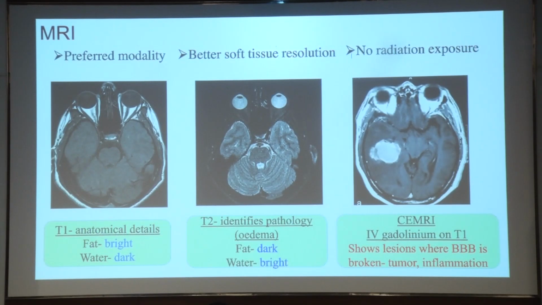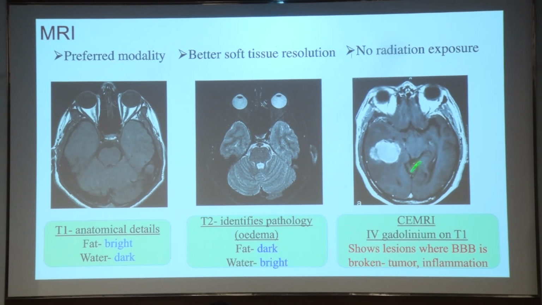Now coming to MRI, the preferred modality. It is the best modality for soft tissue resolution and also does not provide radiation exposure. The 2 common sequences that you use are T1 and T2. In T1, to simplify things, fat is bright and water is dark. So it gives you the anatomical details very nicely. T2 identifies the pathology, especially edema, because water is bright in this. And for contrast-enhanced MRI, you use IV gadolinium.